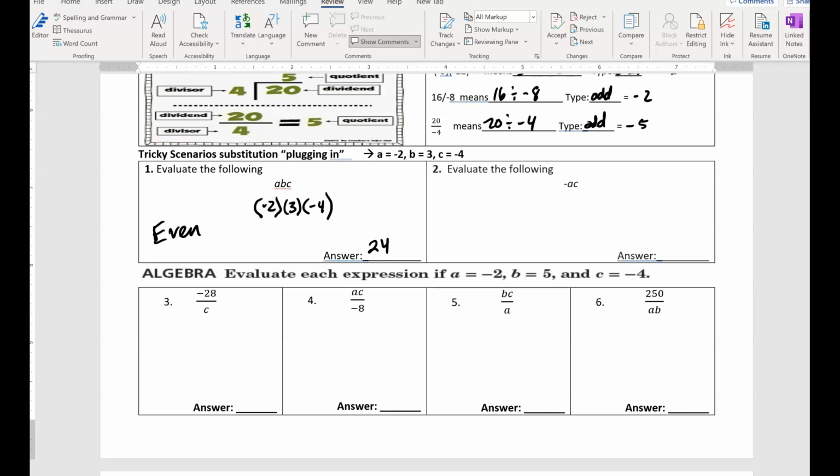Now this is very tricky here. Make sure that you understand that this is a negative, the opposite of A. So put down that negative, then plug in A, which is negative 2, then plug in C, which is negative 4. So you notice that negative is not the same as that negative 2. It's the opposite of A. A here is negative 2, but if A is already negative 2, the opposite is positive 2. So we have 3 negatives in this case. Odd. So my answer is going to be negative 2 times 4.